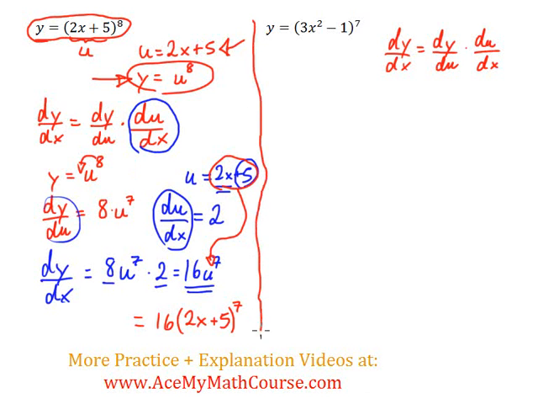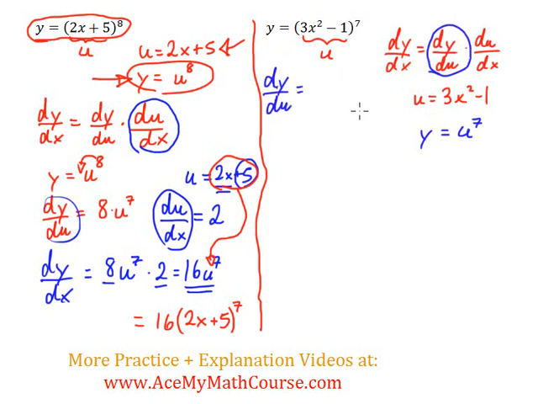Great, so now let's do the second one. And in this case, for this function, I'm going to call 3x squared minus 1 u. And it follows that y is u to the power of 7. So, great. So again, we have dy dx equals dy over du times du dx. So let's find dy du to get started. dy du equals. Now, that's the derivative of this little function here, y equals u to the 7.